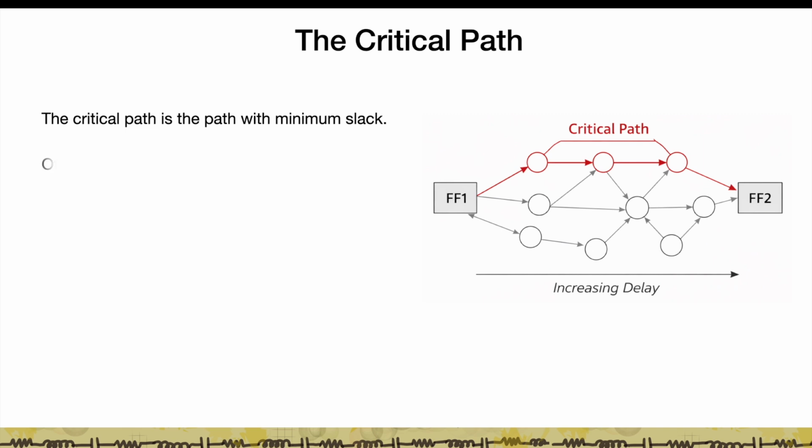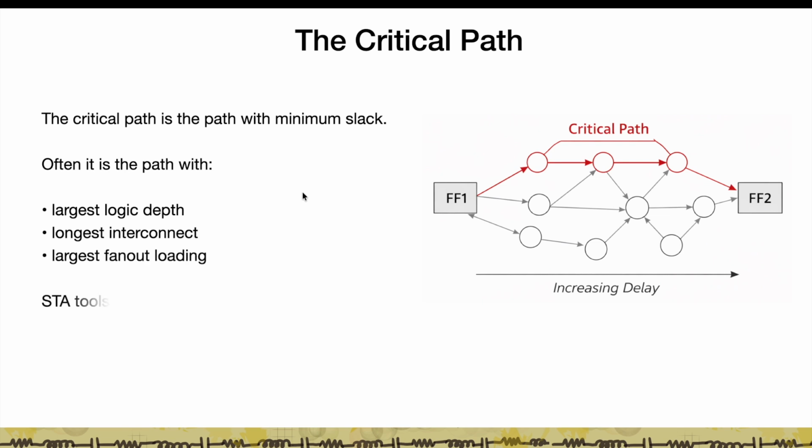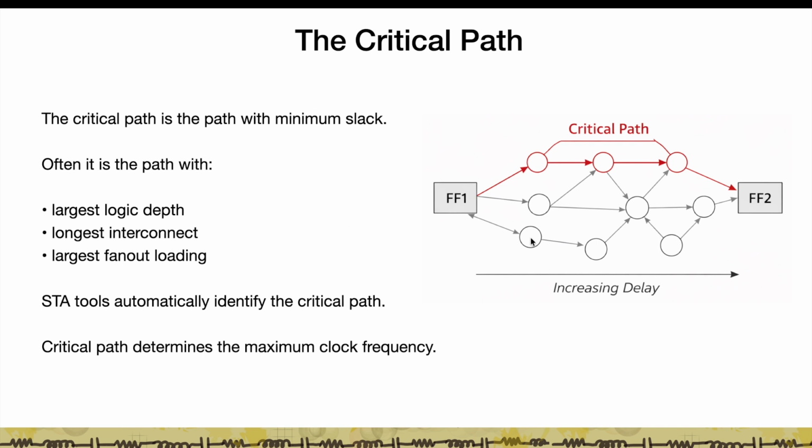In a real design, there are millions of timing paths, and most of them pass timing easily. But there's always one or a handful that are the bottleneck. That worst path is called the critical path. It's the path with the least slack, and it's the one that limits how fast your chip can run. If you want to increase the clock frequency, the critical path is what you have to fix first.